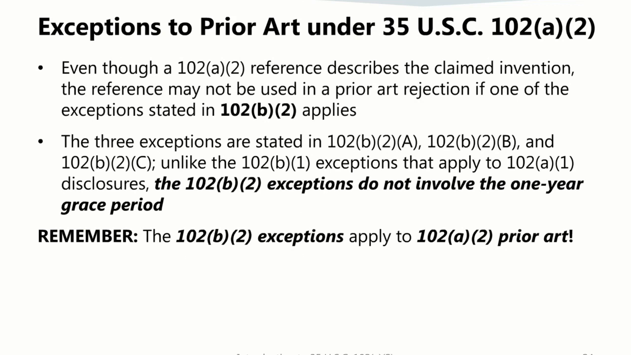Even though a U.S. patent document describes the claimed invention in accordance with 102A2, the document may not be used in a prior art rejection if one of the exceptions stated in 102B2 applies. The three exceptions are stated in 102B2A, 102B2B, and 102B2C, and will be covered in depth in a later module. For now, remember that 102B2 exceptions apply only to 102A2 prior art. Also, note there is no one-year grace period involved with 102B2 exceptions.